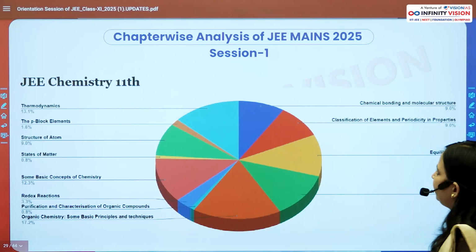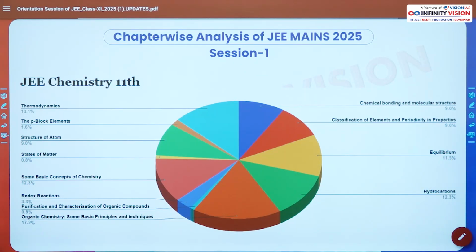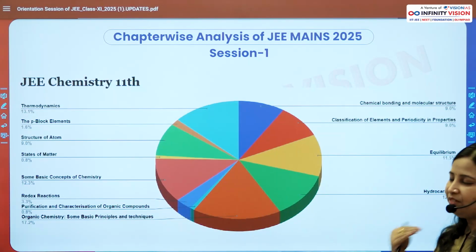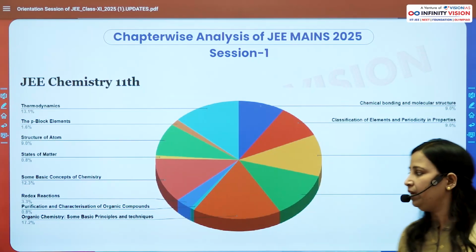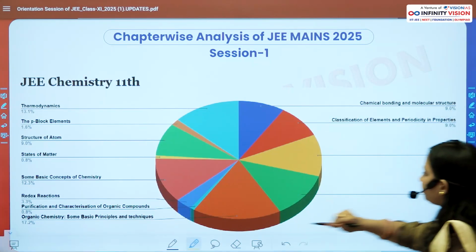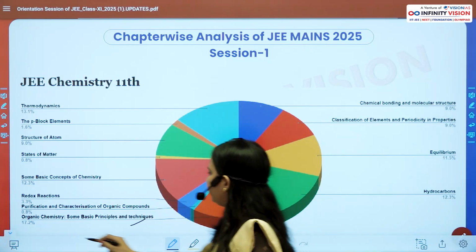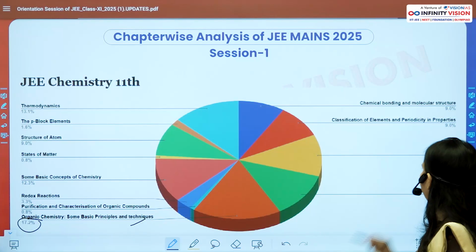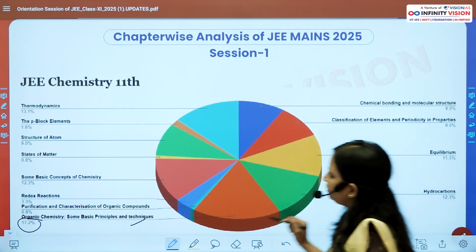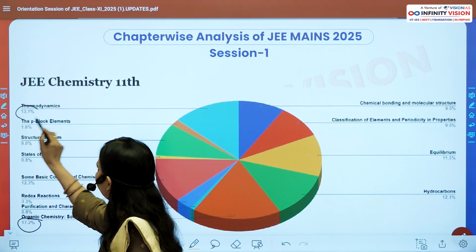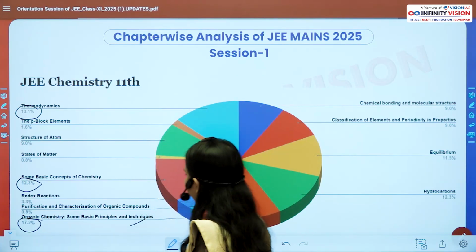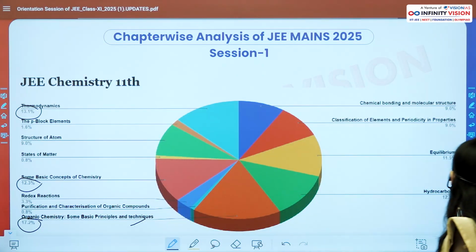Now, chapter-wise analysis of JEE Mains 2025 session 1. In session 1, the different questions were asked from different chapters. Which chapter has high weightage? We have already seen. The high weightage chapters are organic chemistry, some basic principles and techniques; around 17.2% of questions are asked from this chapter. Followed by thermodynamics, around 13.1%. Then some basic concepts of chemistry, 12.3%. Then hydrocarbons, 12.3%.